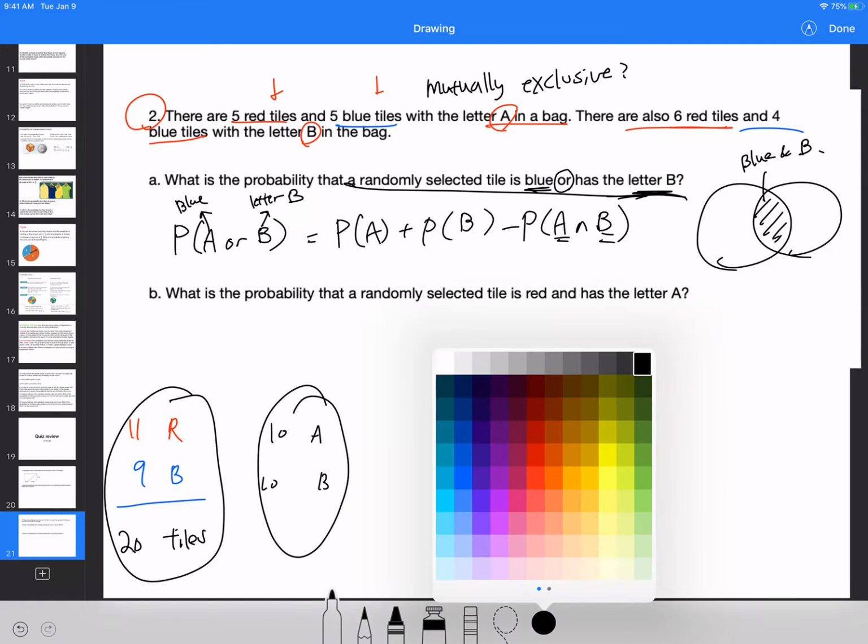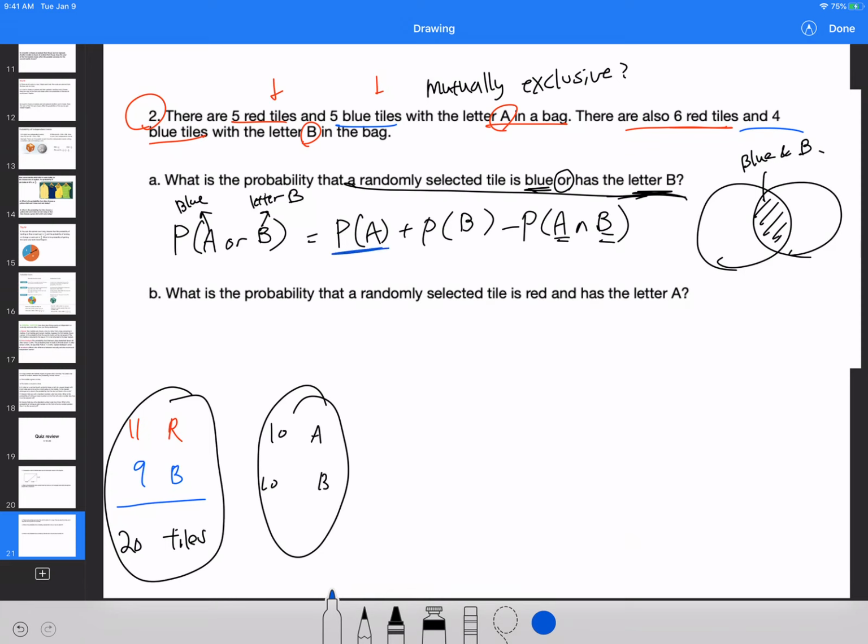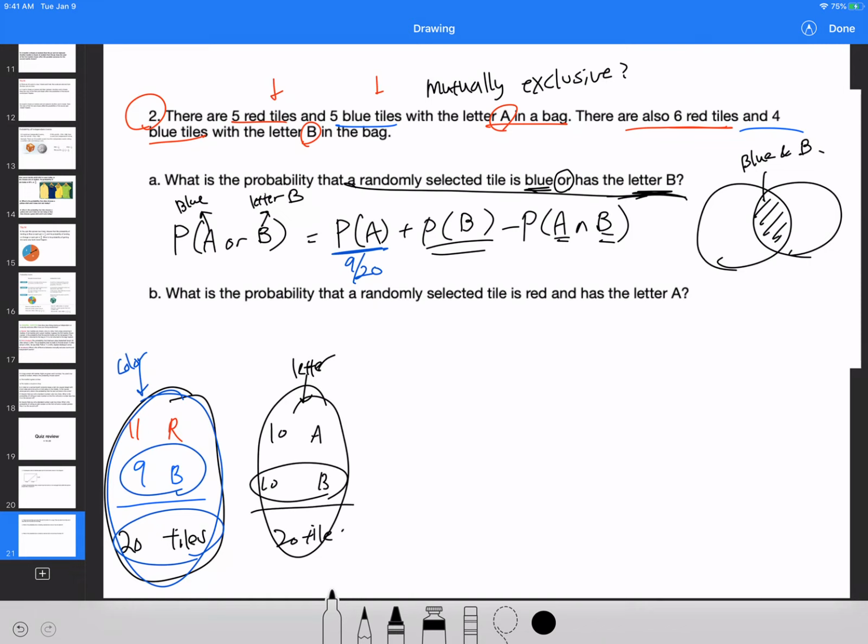So first, let's consider this. The first one is what is the probability of you being able to find the blue card? Well, that's 9 out of 20 because that's the category that deals with color. The second portion deals with the letters. With the letters, it's the probability of you finding letter B out of these 20 tiles that we have. So that's 10 out of 20. But the problem is, if you just add these two up, then you're counting that overlapping part twice. So you want to subtract once away.